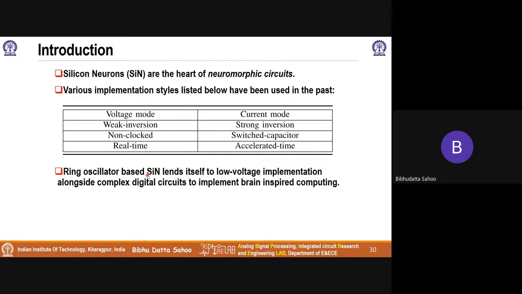Now, a ring oscillator based silicon neuron lends itself to low voltage implementation alongside complex digital circuits to implement brain inspired computing.